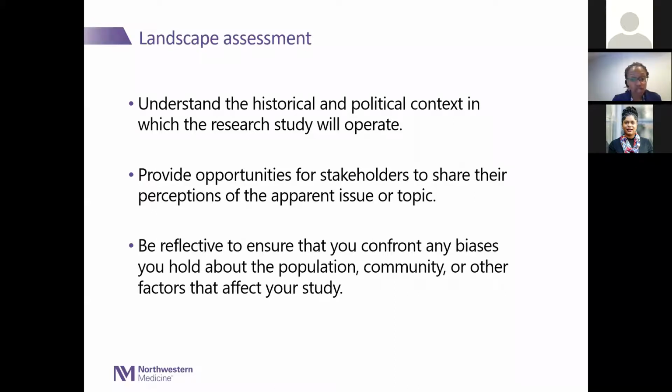Providing opportunities for stakeholders to share their perceptions of the apparent issue or topic, and be reflective, again, about confronting the potential biases you hold.